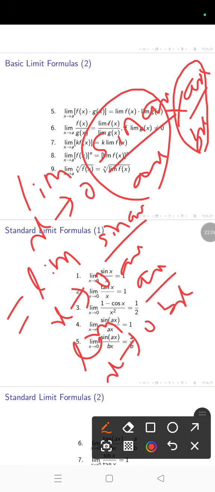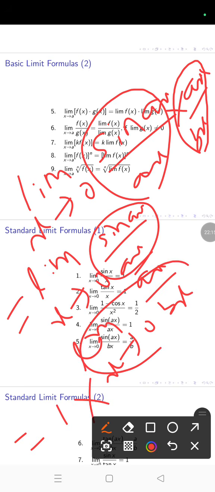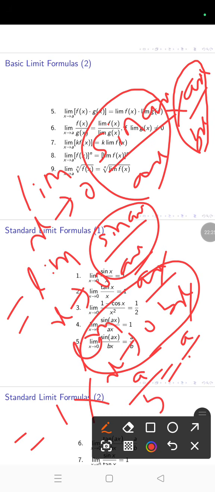That is equal to the limit of sin ax by ax, which we know is equal to 1, into this portion: x cancels, a by b is a constant, and there is no effect of the limit on this constant, so the result will be a by b. Result will be a by b. So this is how we can evaluate this type of question.